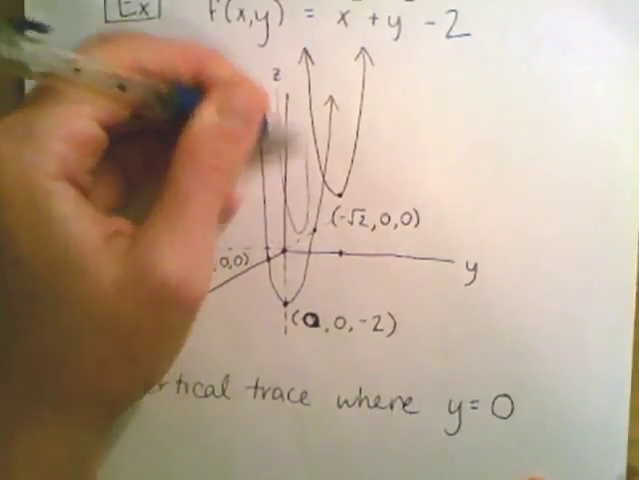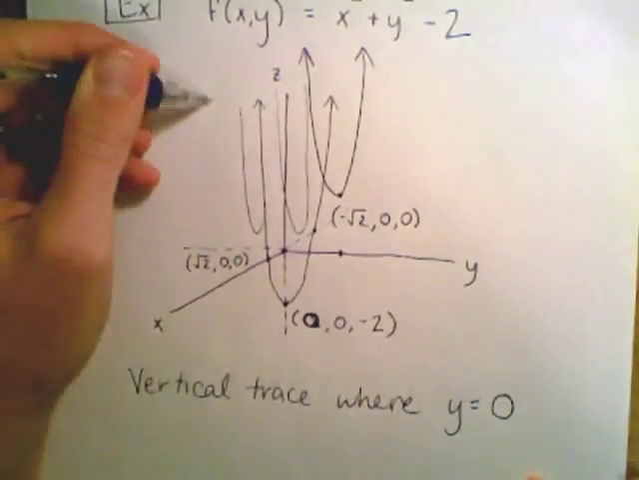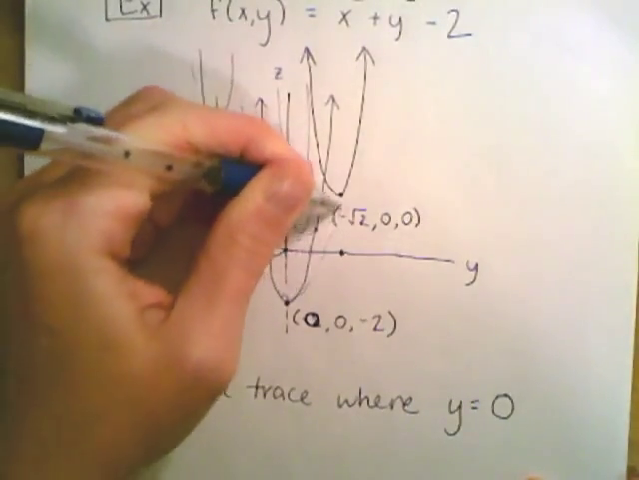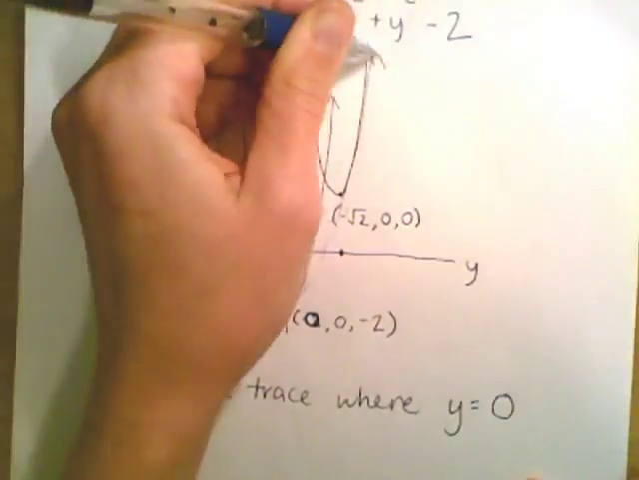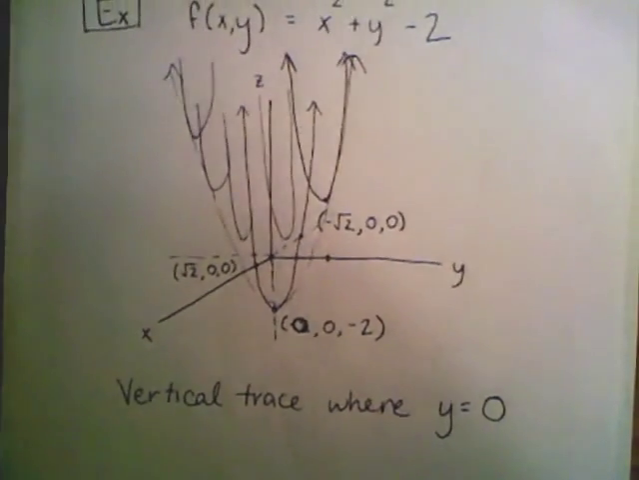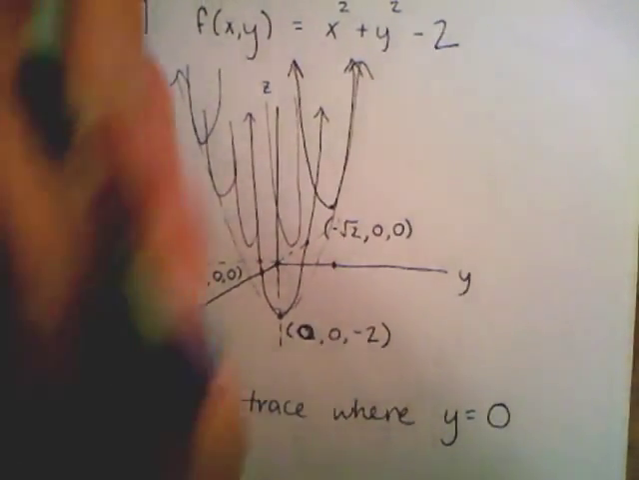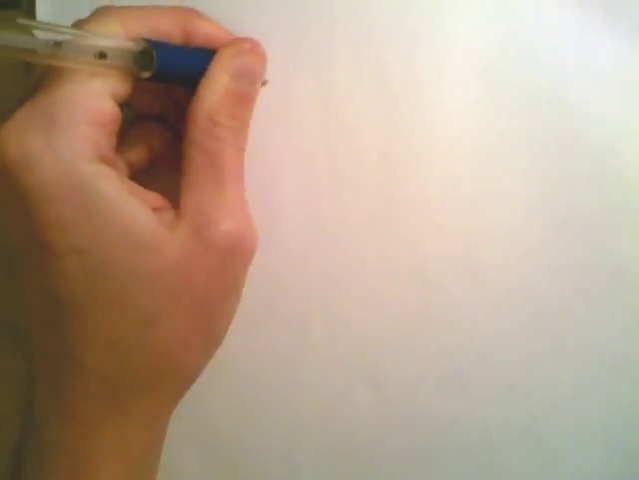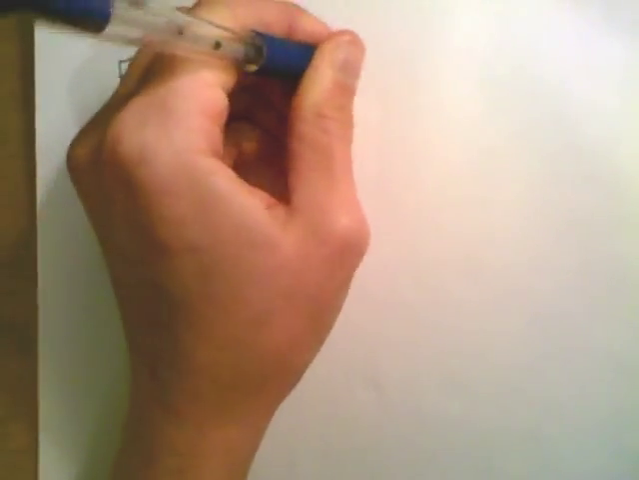So far, this might not be very helpful in telling me what the function looks like. But if I did an infinite number of these, you would get an infinite number of parabolas, and they trace out the function. This is one way of thinking about this function. There's another way of thinking about it. These were all vertical traces. Let's do a horizontal trace.